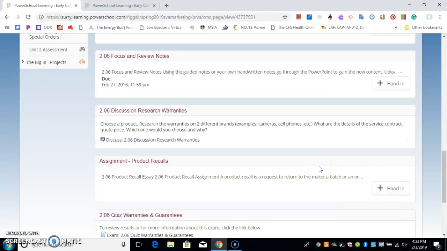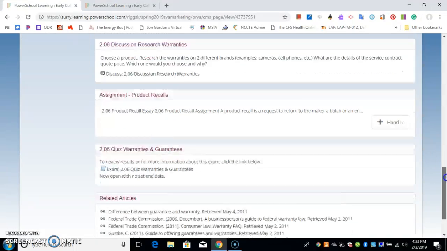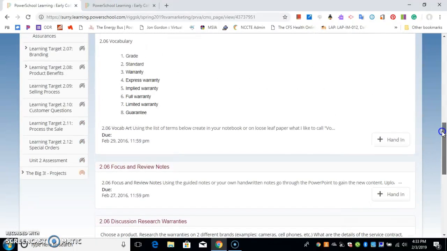What happens when something's recalled? What happens when you make a guarantee? A good example is several years ago, Cheerios got called out by the FDA because they were making commercials saying that if you ate Cheerios for 6 weeks, it would lower your cholesterol. And that was not researched. It wasn't proven. It was just something they were saying in the commercials, and it got them in trouble. So that's what 2.06 is going to be about.